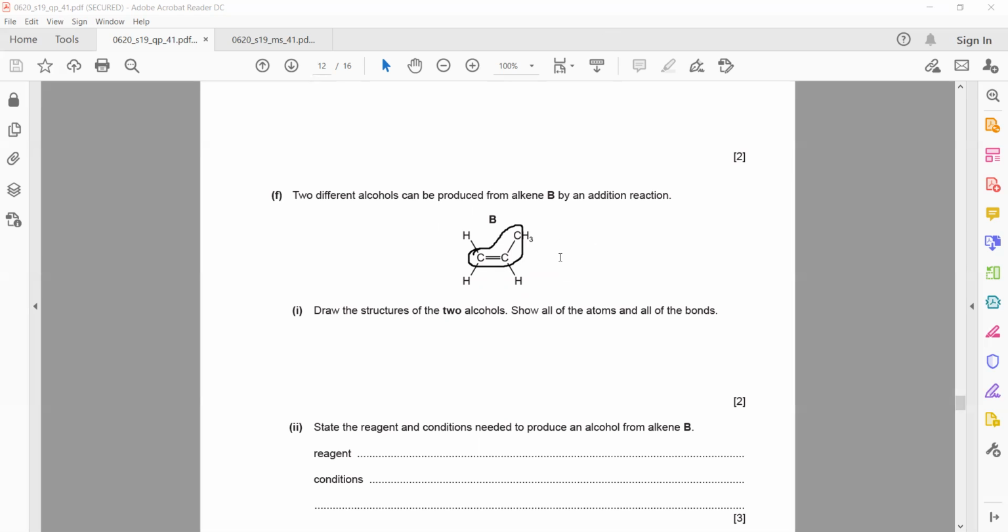This is propene, and when propene reacts with steam, it will form propanol. But it can form two alcohols: propan-1-ol or propan-2-ol. So you have to draw the two structures and show all the atoms and all the bonds. Prop means 3 carbons, and OH I will attach to the first carbon, and this will have 2 hydrogens. This will have 2 hydrogens. This will have 3 hydrogens. Or OH attached to the second carbon.